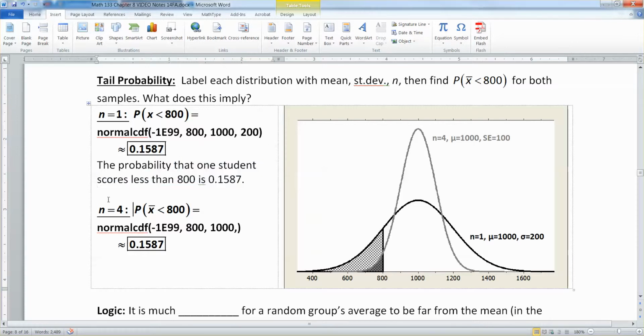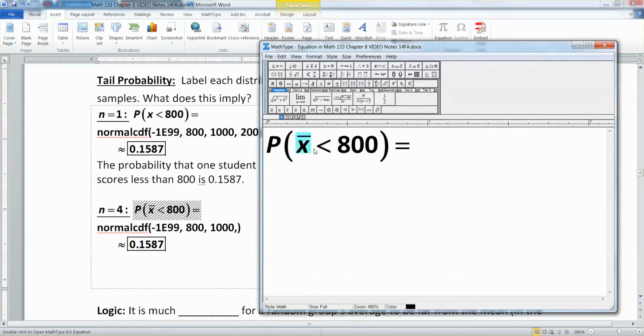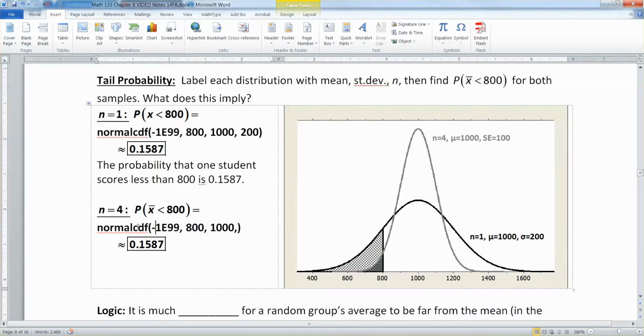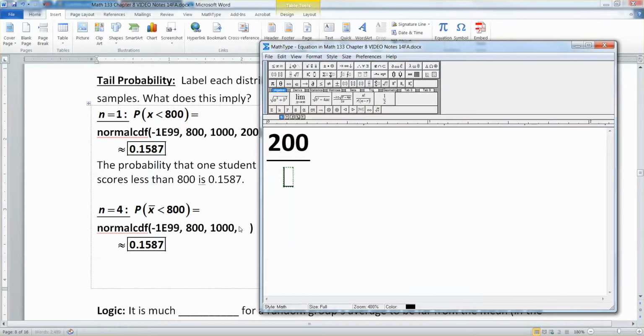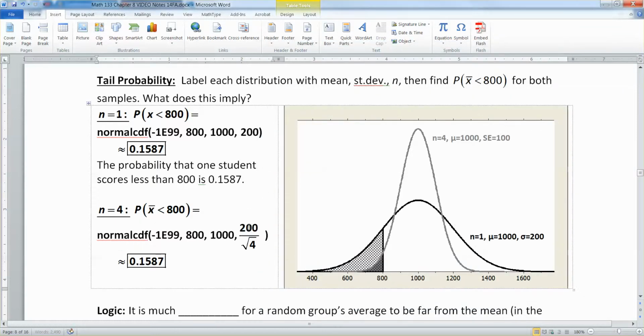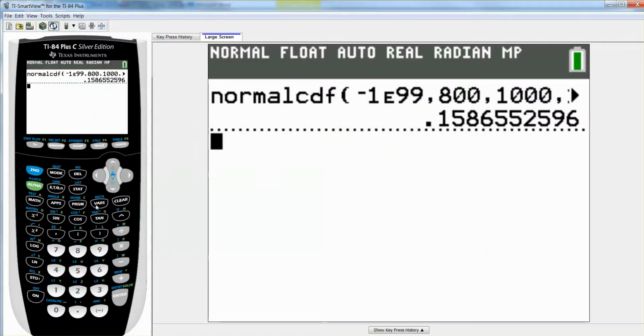But now what about when n is equal to 4? Well, then we're not talking about a single student anymore. We're talking about the average of 4 students, and you want the average of 4 students to be less than 800. Well, it's the same idea. It's still normal CDF, negative 1E99, 800, 1,000. But instead of 200 on that back end, we want 200 over the square root of 4 because 4 was our sample size. And granted, it turns out to be 100 in this case, but I don't want you to get a false sense that it will always work out so nicely, because generally it won't.